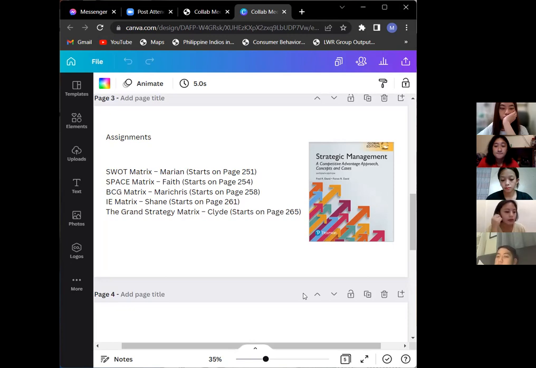So I was assigned the BCG matrix and I already made the table, but it's still lacking and needs a few corrections. And I also researched about the BCG matrix, and the BCG matrix was a framework originally devised by Boston Consulting Group to strategically measure the potential growth rate of a company within its industry versus its relative market share. This is also known as the growth market share matrix.